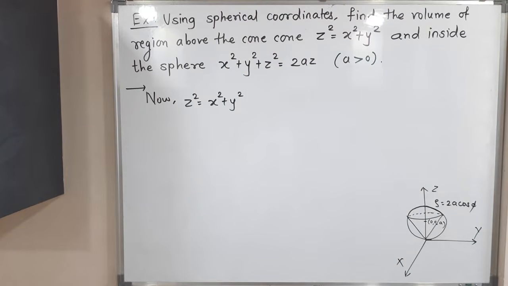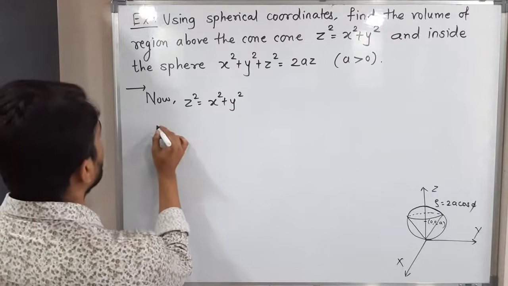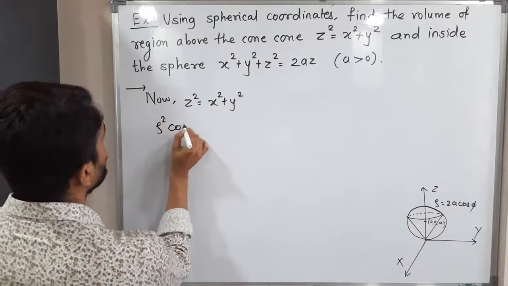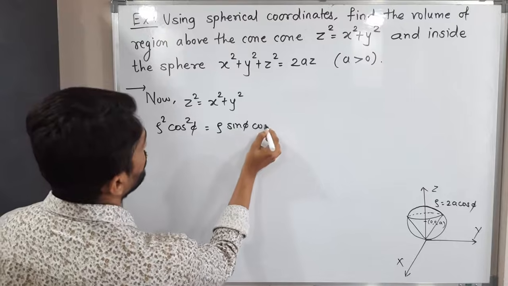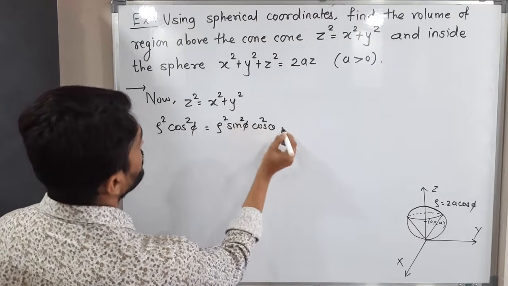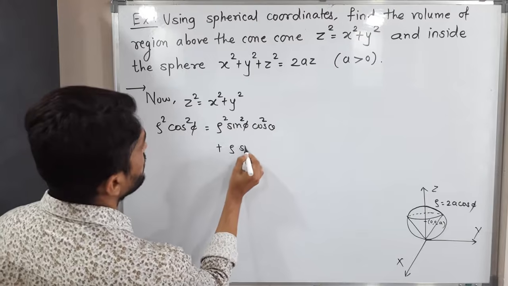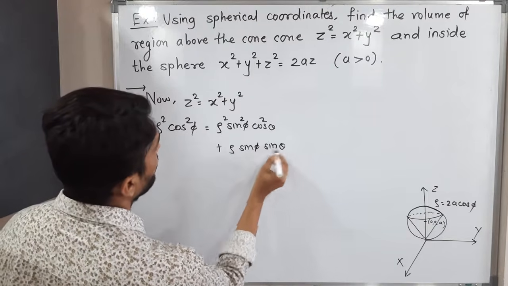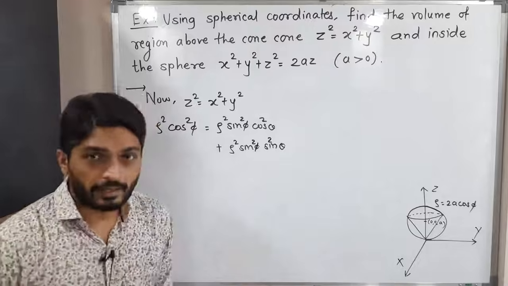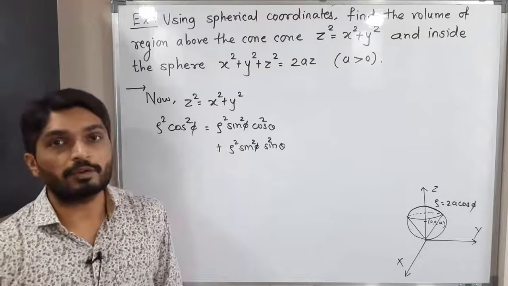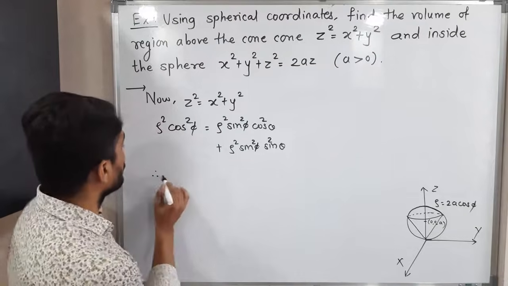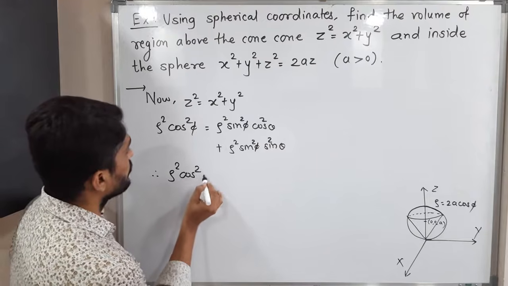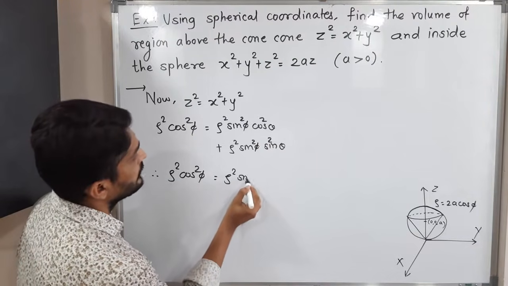So now let us convert equation of cone in spherical coordinate system. So I am putting the value of z, rho cos phi, so rho square cos square phi. X is rho sin phi cos theta, so we have to take it square. Next value of y is rho sin phi sin theta, but we have to take squares, right? So in the right hand side, what will we do? We will take rho square sin square phi common. So we will have cos square theta plus sin square theta, which is 1. So therefore rho square cos square phi is equal to rho square sin square phi.